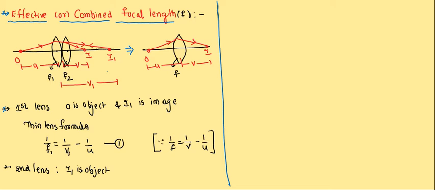Now what do we write here? I1 is the object and I is the image. Then we write the thin lens formula with 1 by f2, because the second lens focal length is f2, and 1 by v minus 1 by u is the formula. You know the thin lens formula is 1 by f is equal to 1 by v minus 1 by u. Now here the object distance is u, and the object is I1, whose distance is v1.